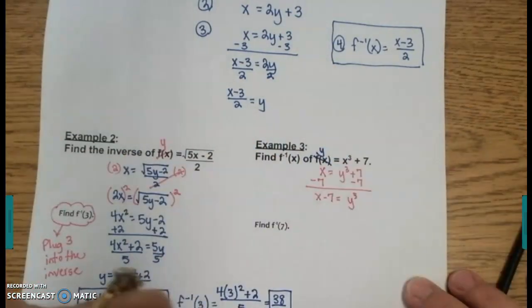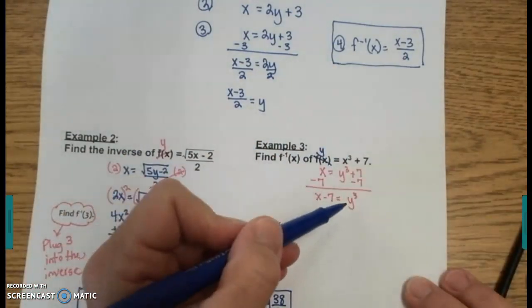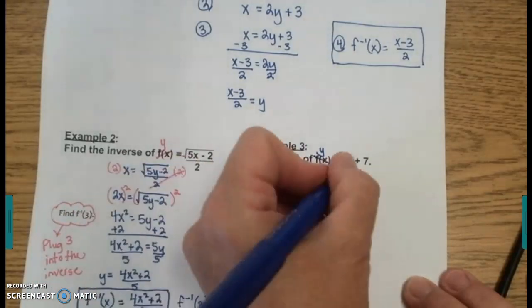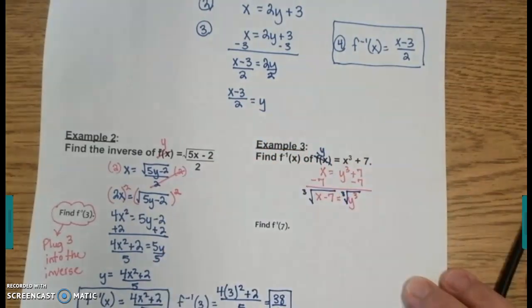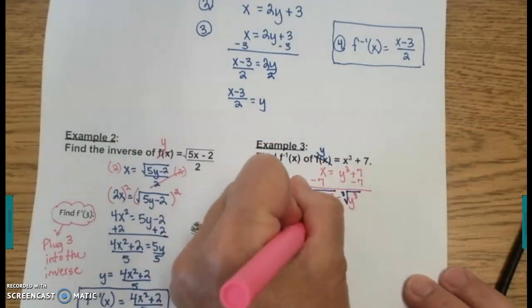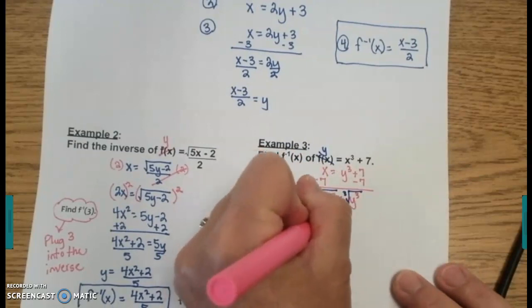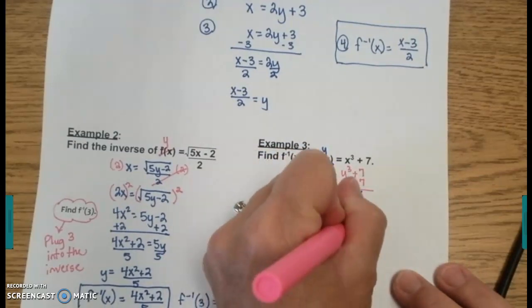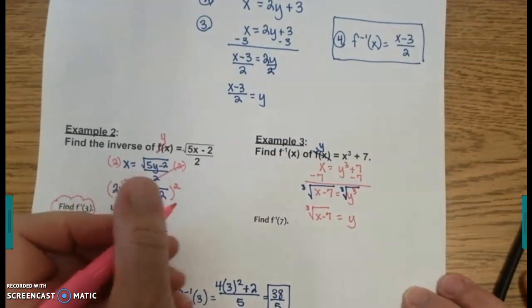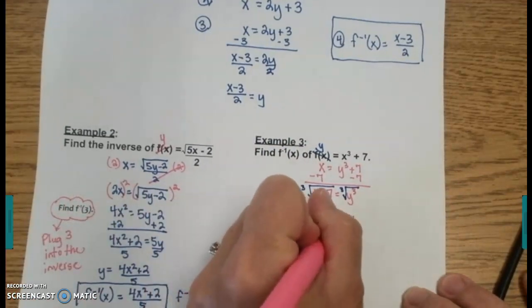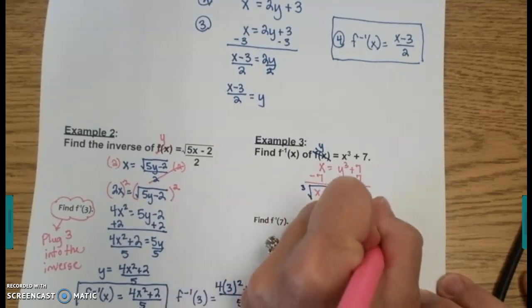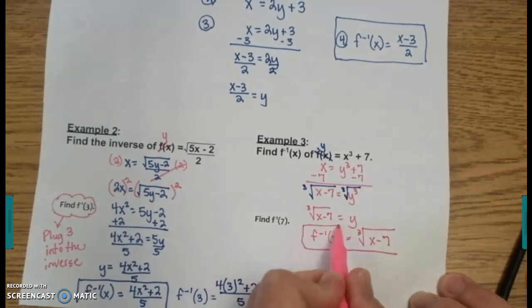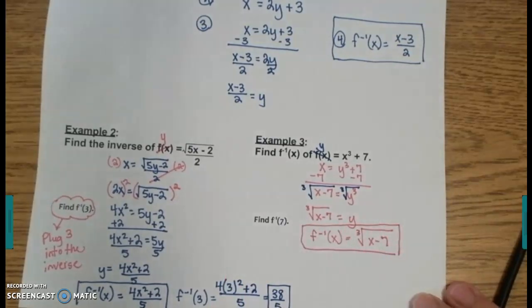So if I have y to the third and I want y by itself, I need to take the cube root of both sides. So that's going to leave me the cube root of x minus 7 equals y. Last step, use that inverse notation. So cube root of x minus 7. And there's our inverse.